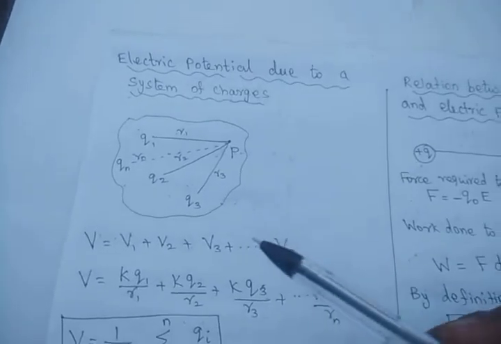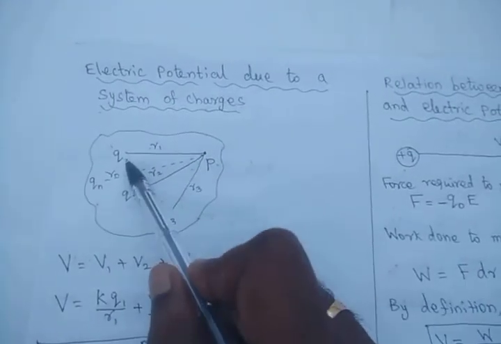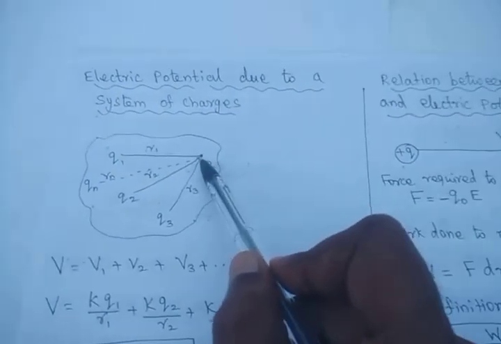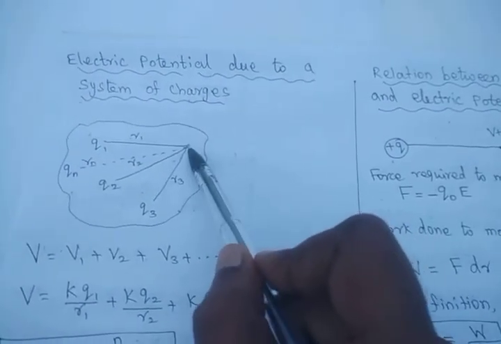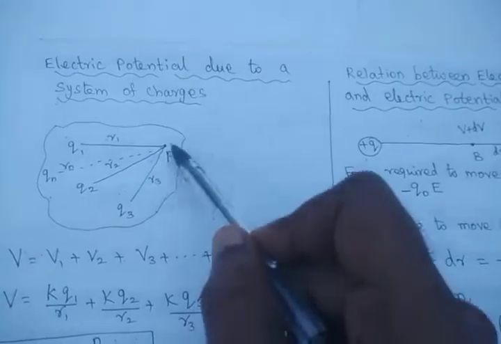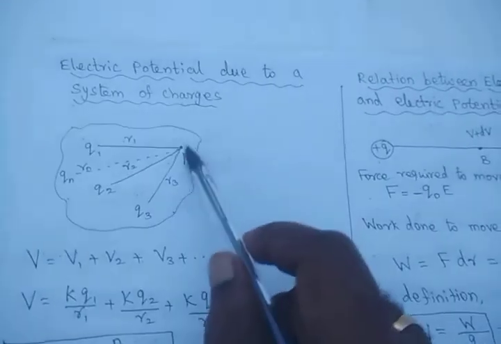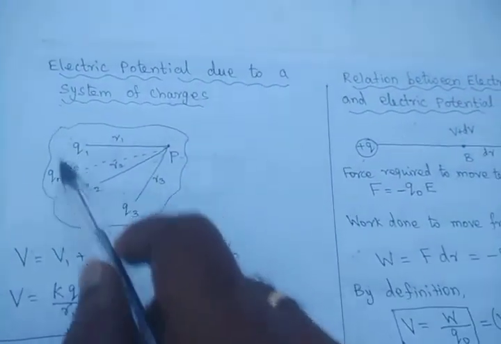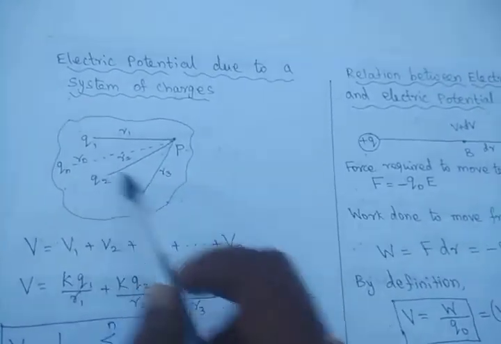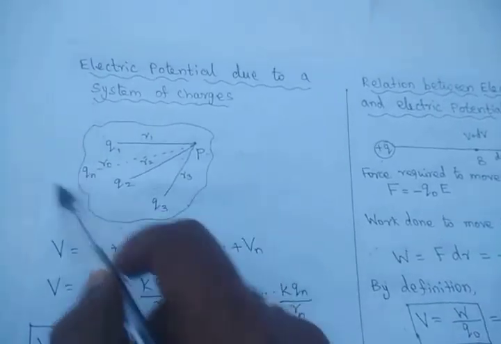Yes, instead of two charges, if we have a system of charges, if there are n number of charges, as usual the charges q1, q2, q3 and up to qn. We are going to find the electric potential at this point P. The distance from the first charge to the point P is r1, second charge is r2, third charge is r3. If there are n number of charges, nth charge is rn. So to find the electric potential at this point P due to all these individual charges, we have to calculate the electric potential of q1, q2, q3 up to qn. All the individual electric potentials have to be summed up.